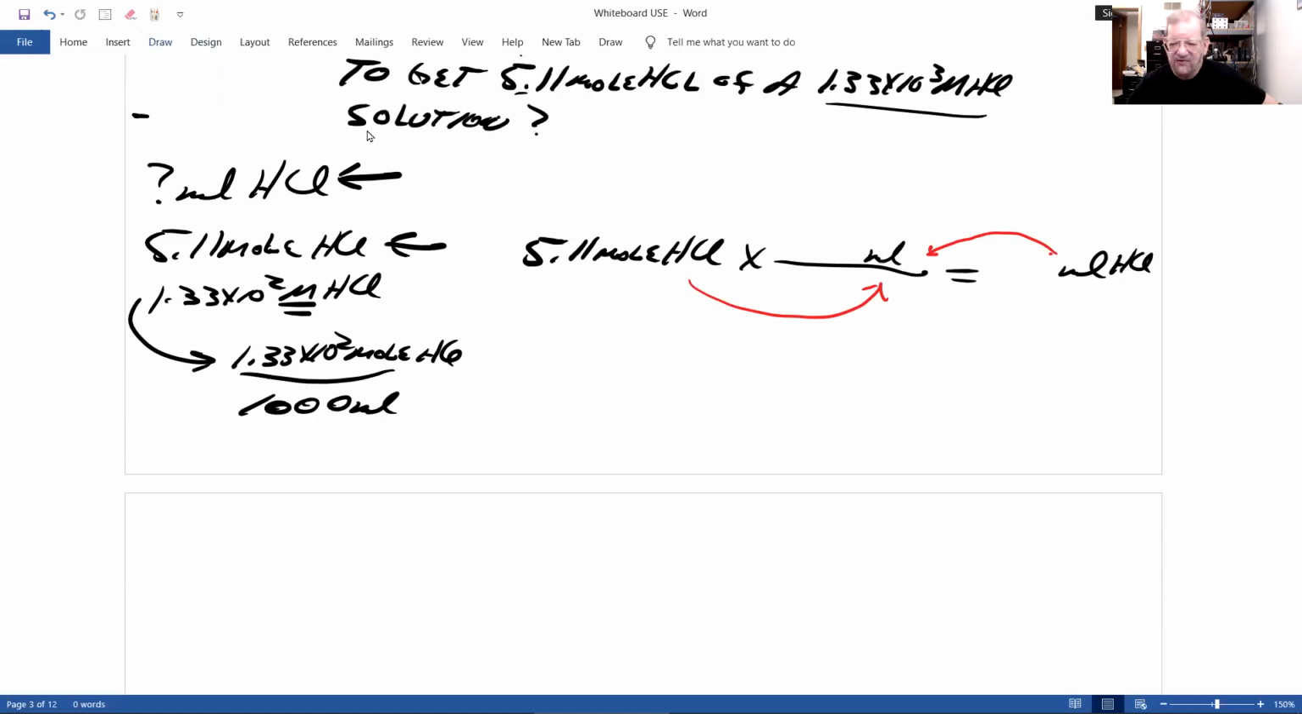Here I have milliliters, and down here I have what? Moles of HCl. And where do I get those numbers? From this. For every 1,000 milliliters, there's 1.33 10 squared moles of HCl. And moles divided by moles cancel out. I'm left with milliliters of HCl. That's my solution. And remember, A divided by A equals 1. And I can pick up my calculator now, clear it.